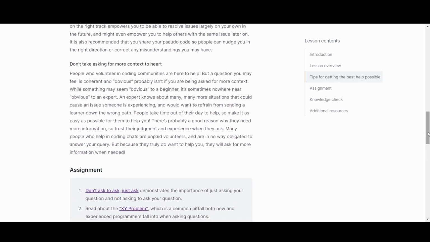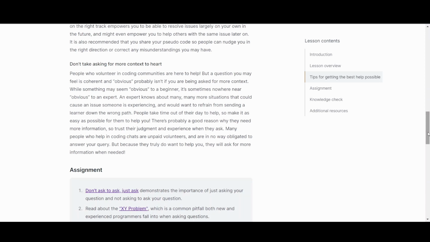Don't take asking for more context to heart. People who volunteer in coding communities are here to help. But a question you may feel is coherent and obvious probably isn't if you are being asked for more context. While something may seem obvious to a beginner, it's sometimes nowhere near obvious to an expert. An expert knows about many more situations that could cause an issue someone is experiencing, and would want to refrain from sending a learner down the wrong path.